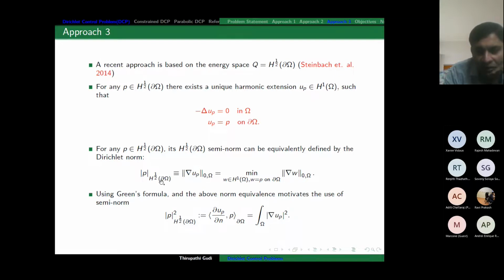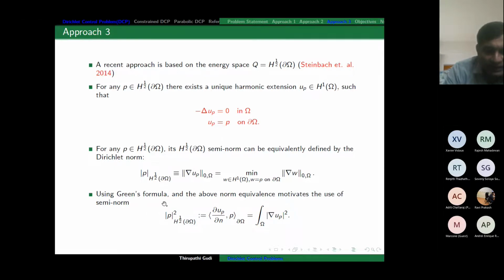The way you define the norm with the gradient of u_p will be equivalent to the H^{1/2} norm, because the trace map is onto and has a continuous right inverse, and one can show that this norm is equivalent to the actual H^{1/2} norm. So one can write equivalently, not equally, but equivalently, one can define the H^{1/2} norm this way and then work with that.